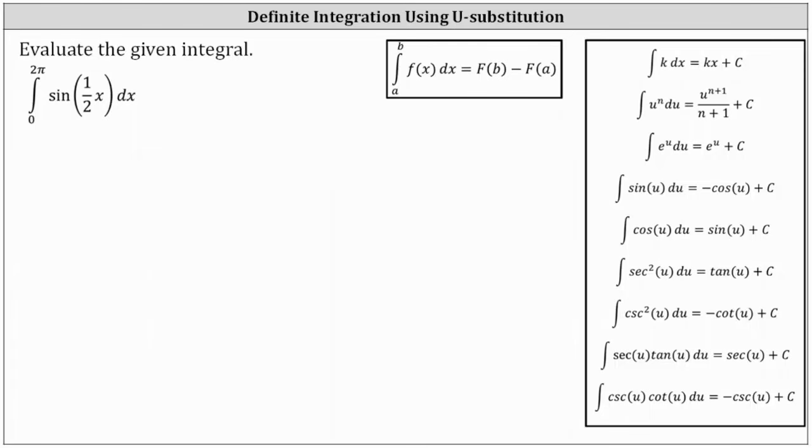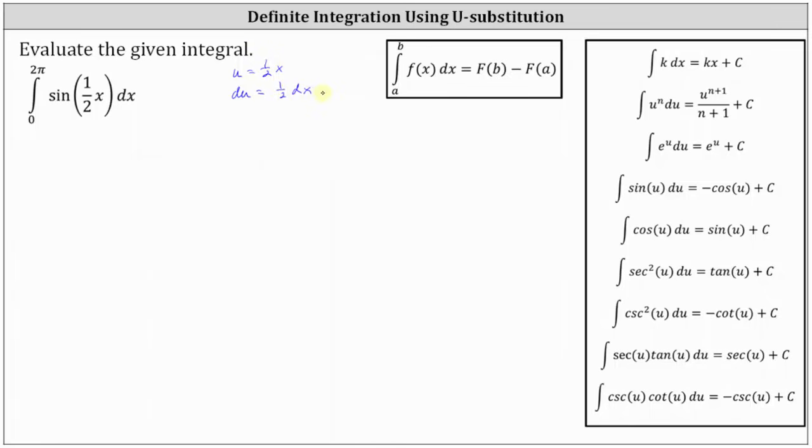This lesson will show how to evaluate the given definite integral using the method of U-substitution. The first step is to recognize that U-substitution is required because the integrand function is the sine of 1/2 x, not just the sine of x. So here u is equal to the inner function of 1/2 x, and therefore differential u is equal to the derivative of 1/2 x times dx, which gives us 1/2 dx.